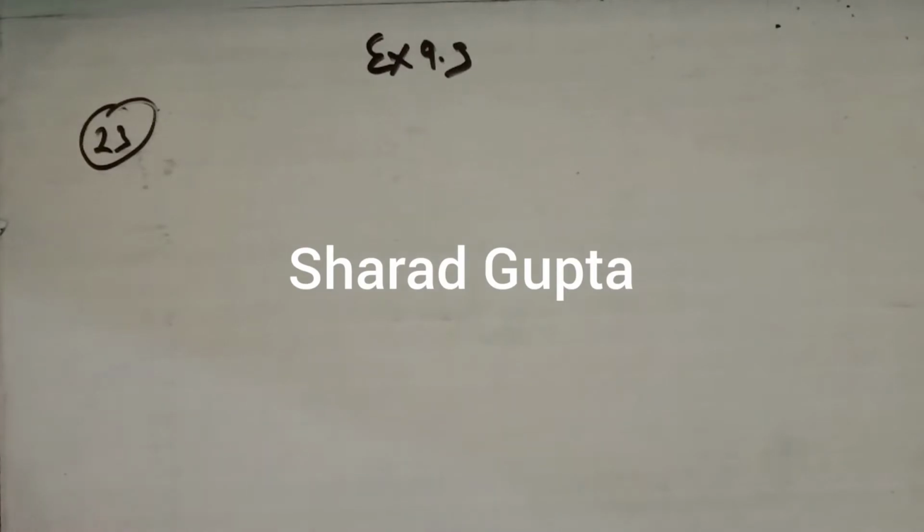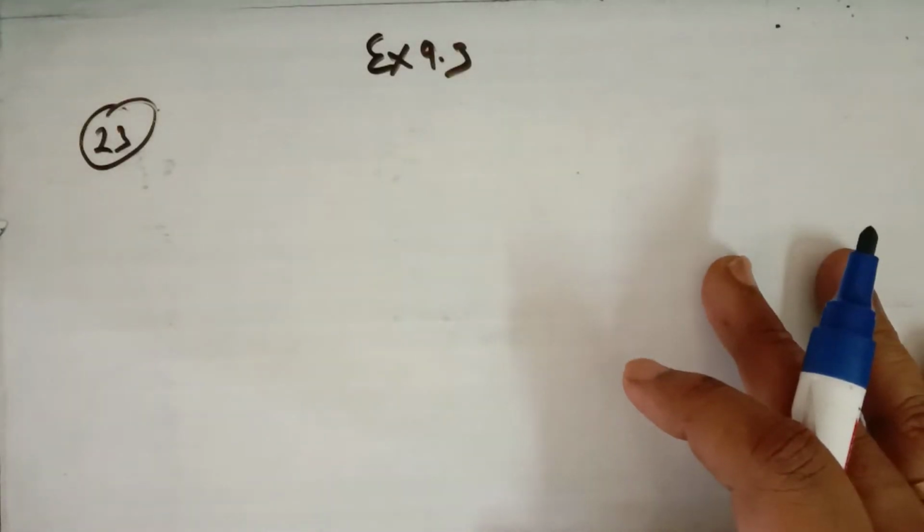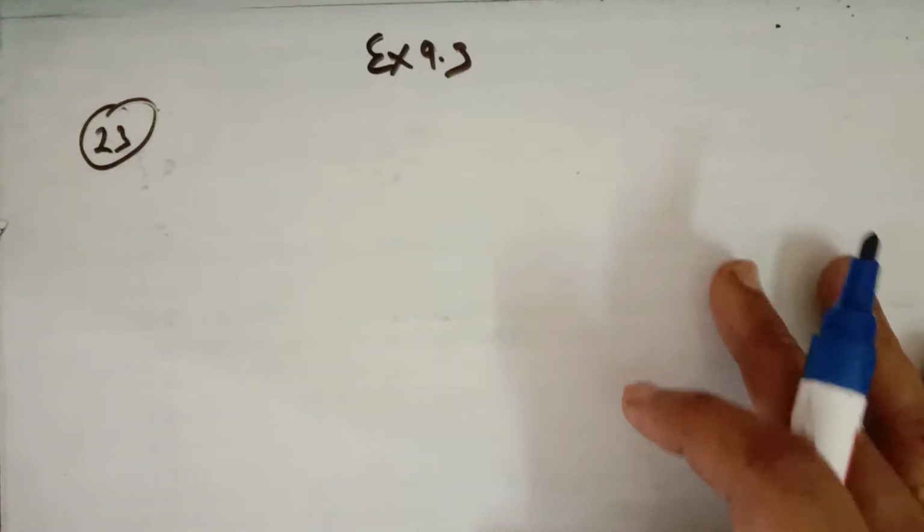This is lecture number 9 for the chapter Sequence and Series. In the last lecture we were discussing exercise 9.3, and up to question number 22 we have done.